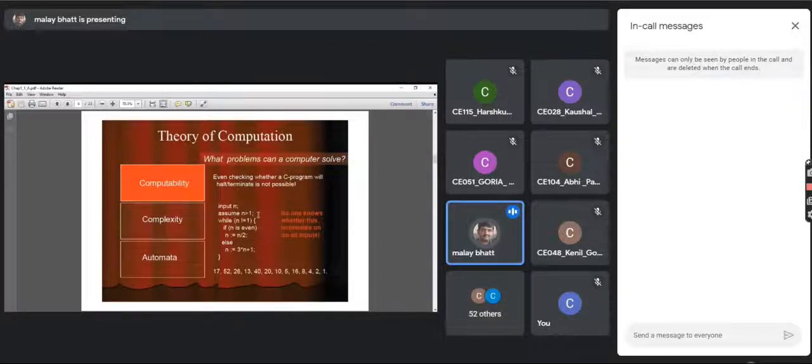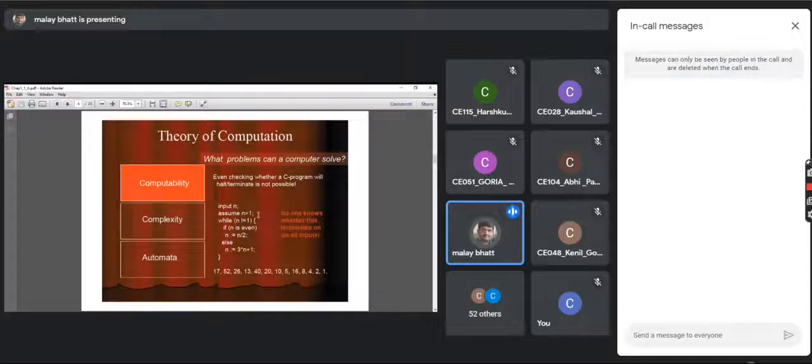There may be a number for which you will never get the answer as 1, because you are multiplying the number when it is odd. So you are increasing the number when it is odd, and you are dividing by 2 when it is even. So no one knows whether this terminates on all the inputs. That no one can tell.